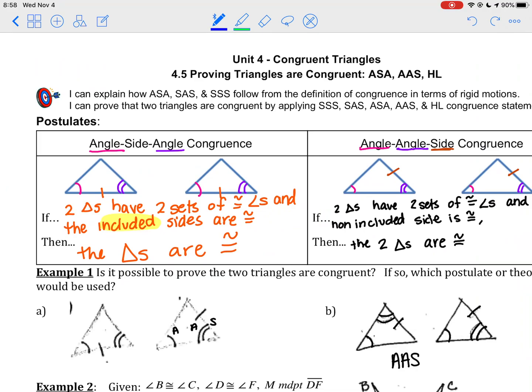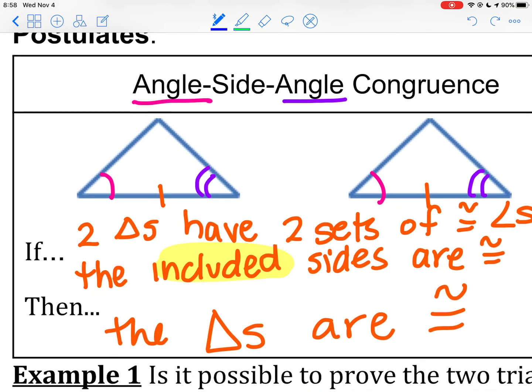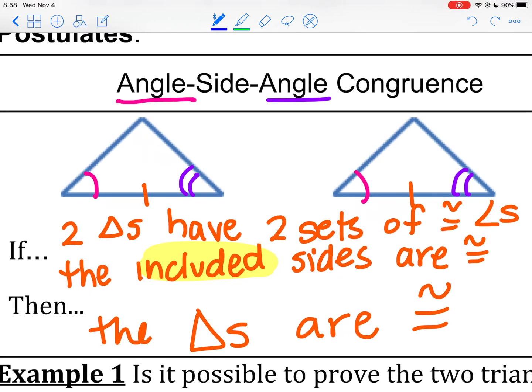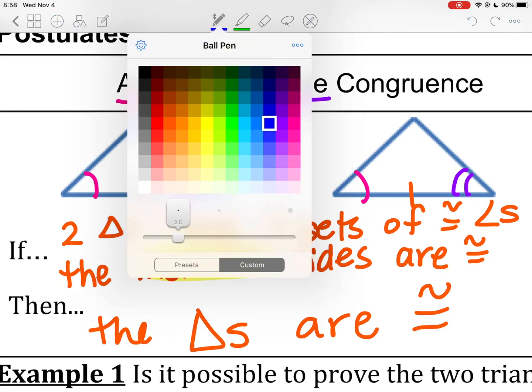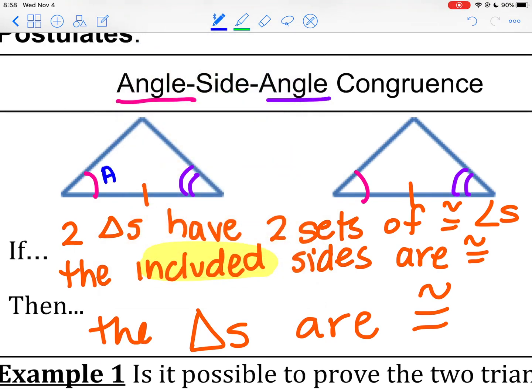All right, so looking at our first two theorems, the first one is angle, side, angle. And so remember that the name of it tells you kind of how it has to be ordered. So in order to follow the angle, side, angle congruence theorem, you have two triangles that have two sets of congruent angles, and the included sides are congruent. So if you look at how it's laid out, it's angle, and then the side in between, and the other angle. So angles, and then the included side. So angle, side, angle, and it has to follow that exact same order in the second triangle. So angle, side, angle in both, then the triangles are congruent.